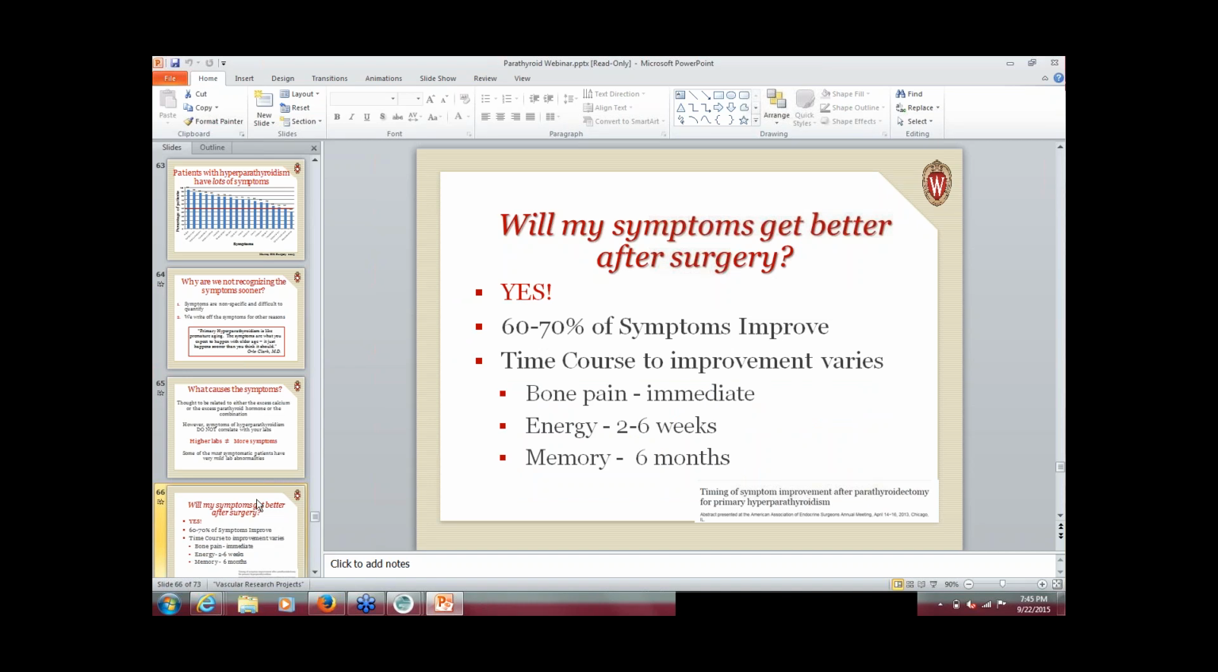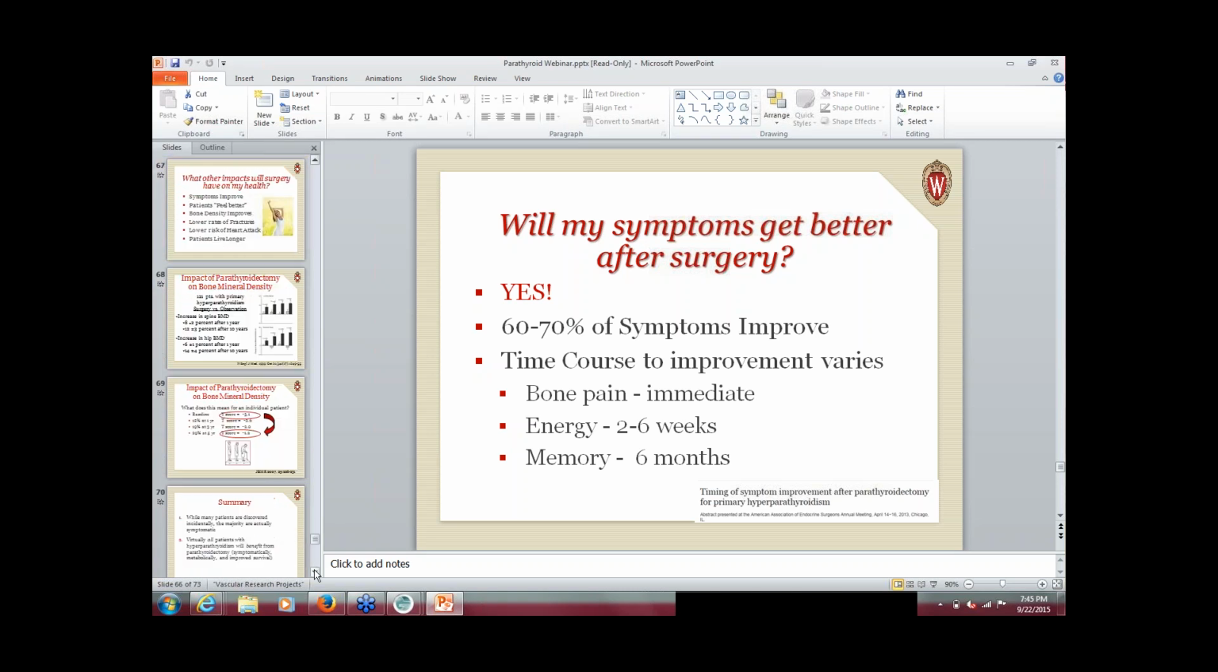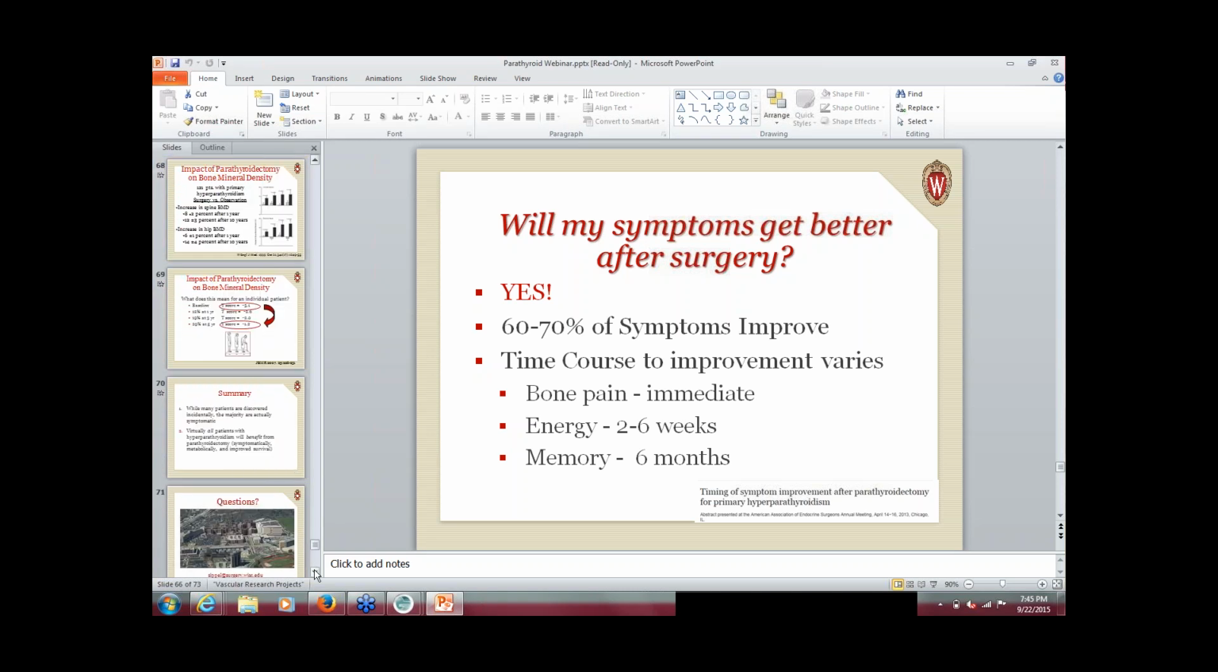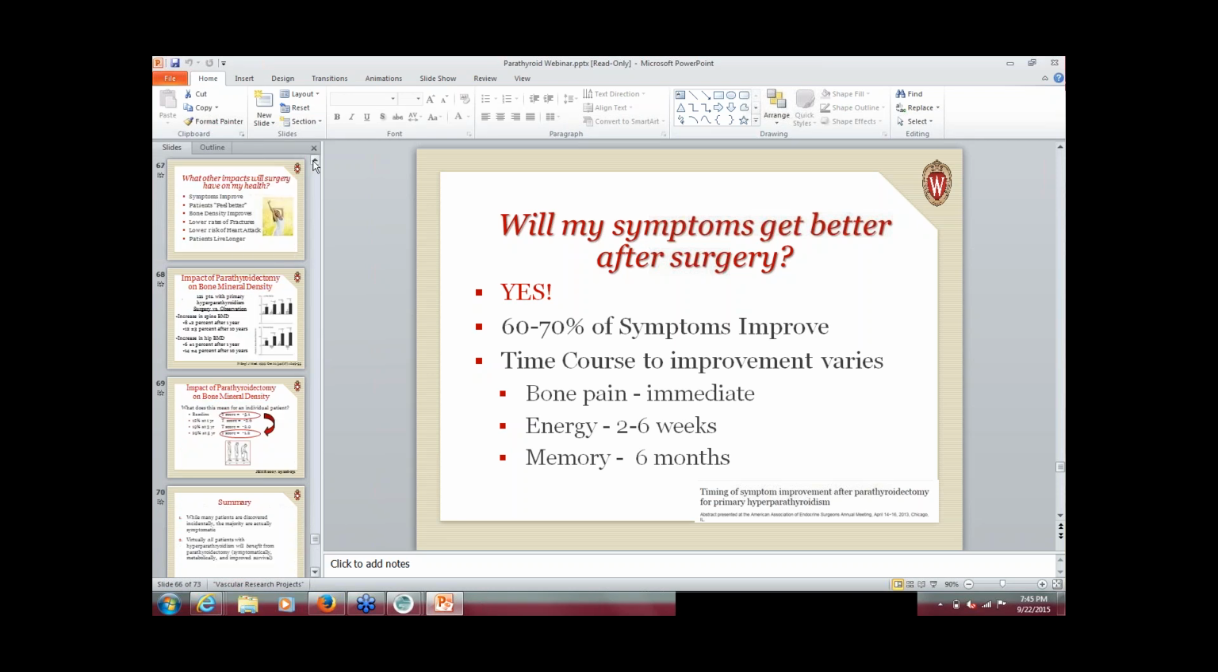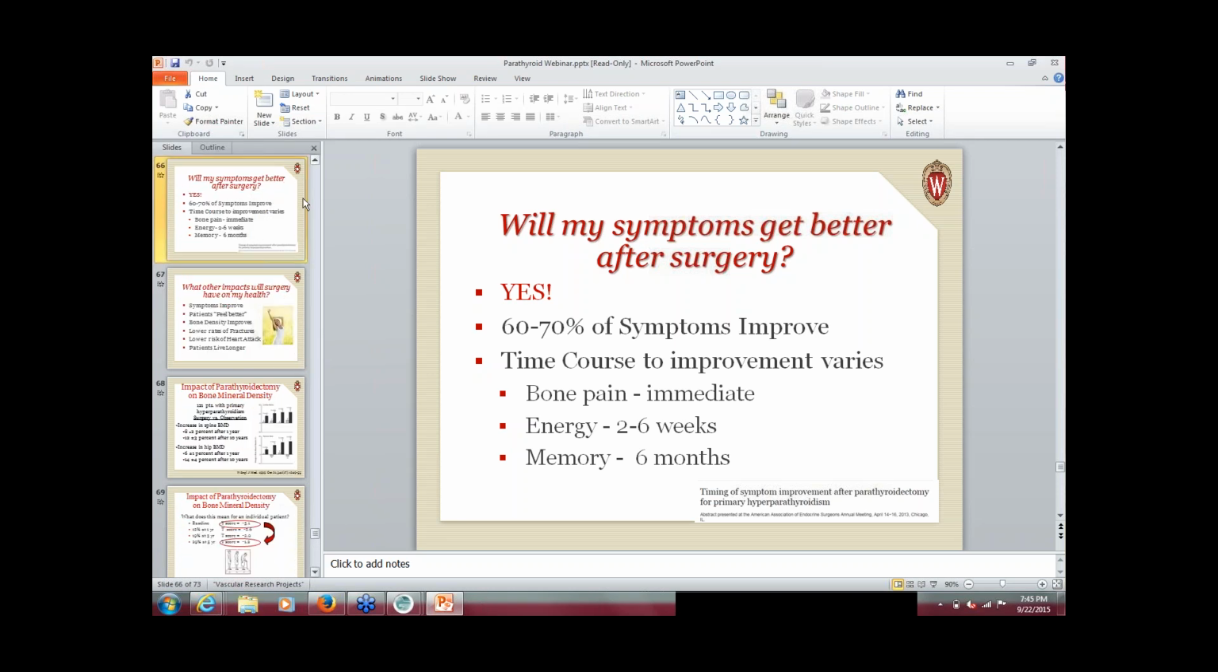So will the symptoms get better after surgery? I think the answer is yes. 60 to 70% of symptoms improve. That means a lot of patients notice significant improvements after surgery, but it's not 100%. I wish it was 100%. And unfortunately, we can't always predict which symptoms are going to get better and which ones are not. So I think there's a good chance that you'd notice symptomatic improvement, but I can't guarantee that everything's going to get better. What is the time course to improvement? It varies. Things like bone pain, I think, are clearly parathyroid hormone mediated. Those are typically gone in the recovery room.